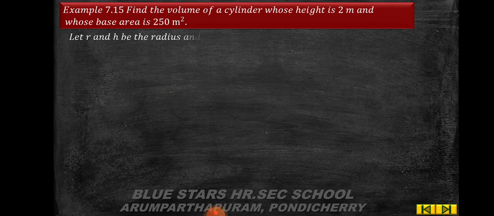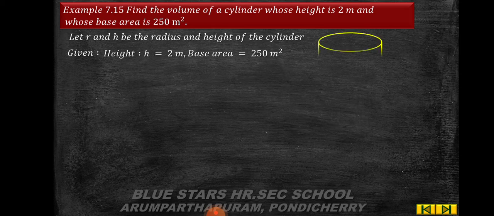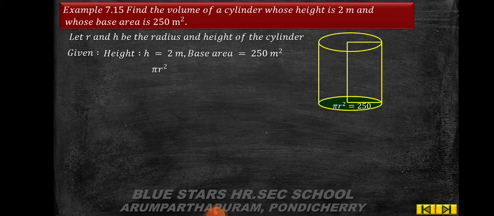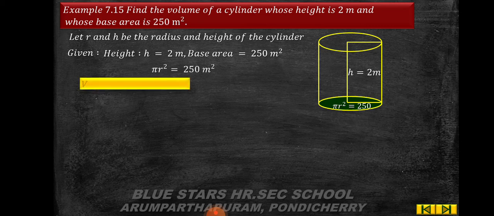First, example 7.15. Find the volume of a cylinder whose height is 2 meter and whose base area is 250 meter square. Let r and h be the radius and height of the cylinder. Given height h is equal to 2 meter, base area is equal to 250 meter square. So pi r square is equal to 250 meter square and height h is equal to 2 meter.